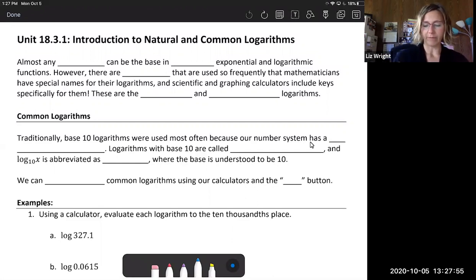All right, so the first link is going to be numbers. Almost any number can be the base in both exponential and logarithmic functions. However, there are two bases that are used so frequently that mathematicians have special names for the logarithms. And there are also special buttons on our scientific and graphing calculators, which is what this next sentence was saying. So these are called the common and natural logarithms.